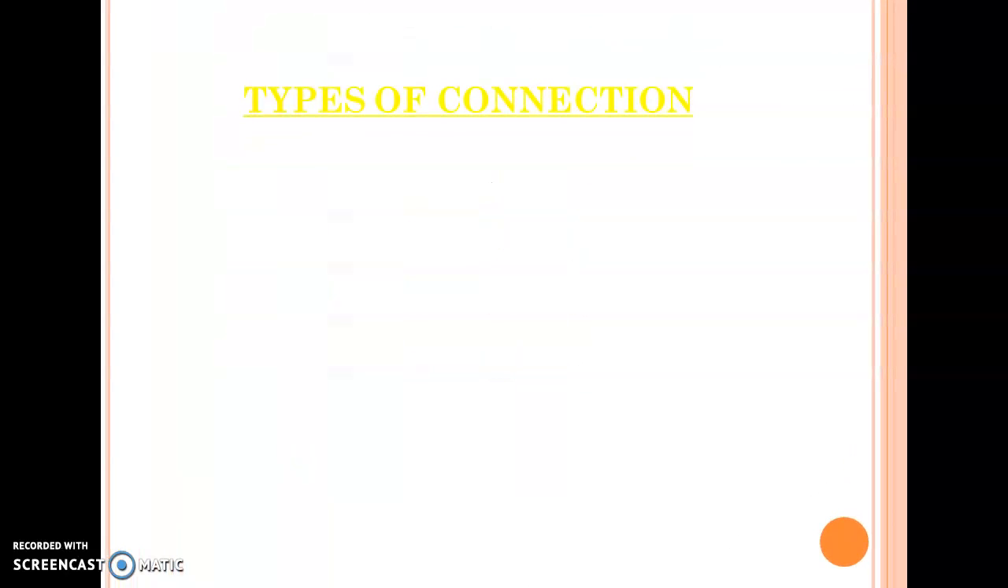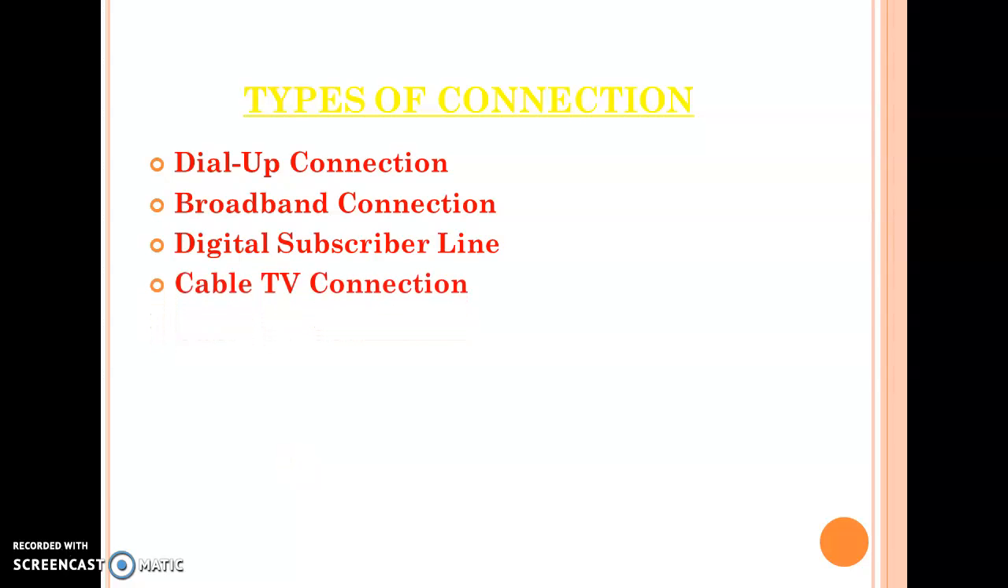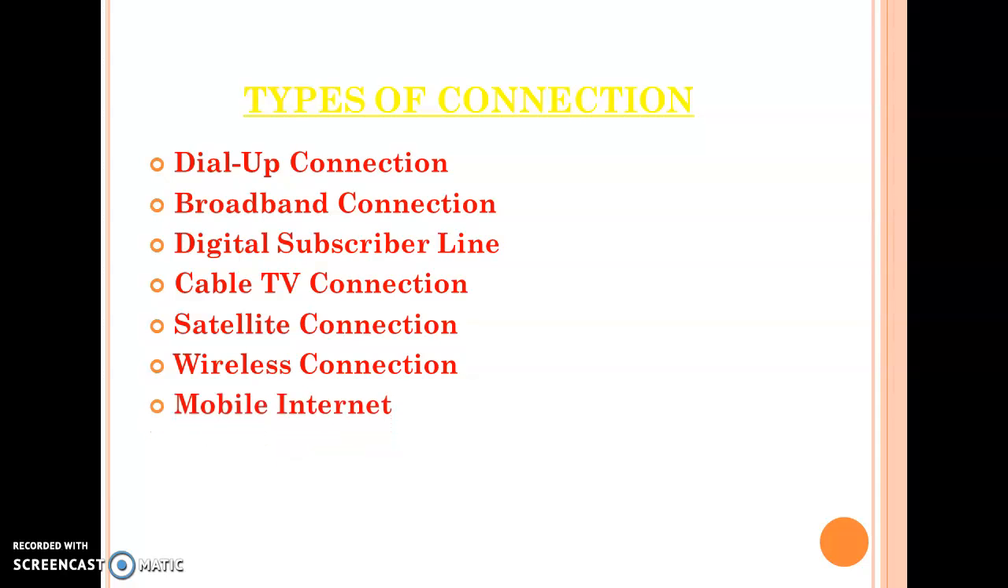There are many types of internet connection: dial-up connection, broadband connection, digital subscriber line, cable TV connection, satellite connection, wireless connection, mobile internet, and hotspots. I will explain all the types of internet connection one by one.